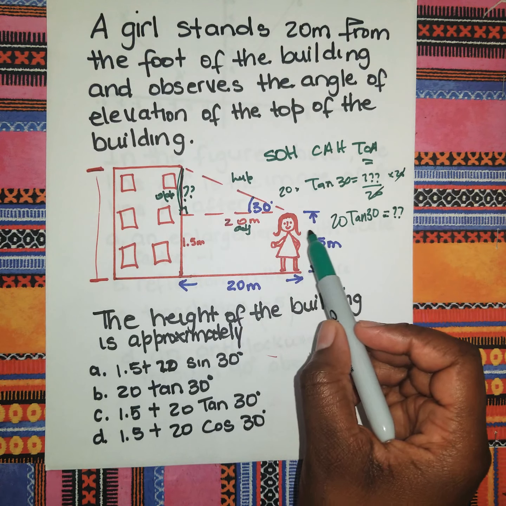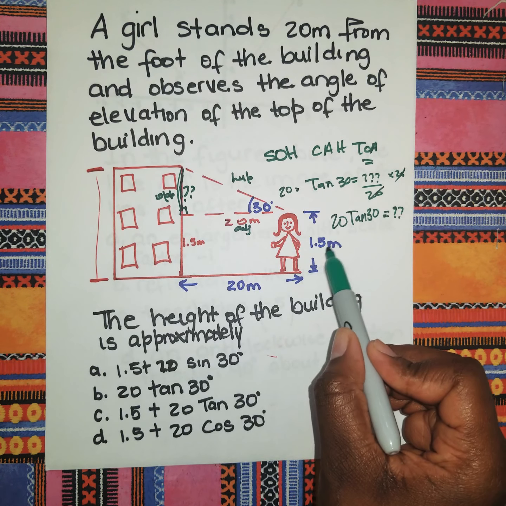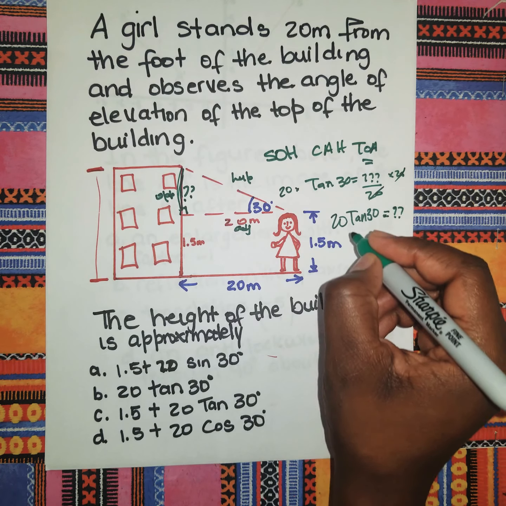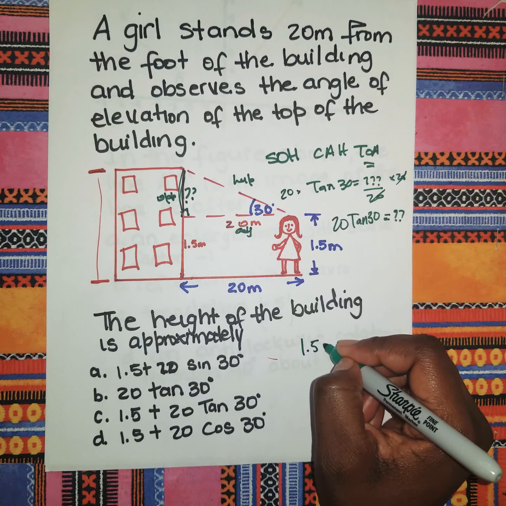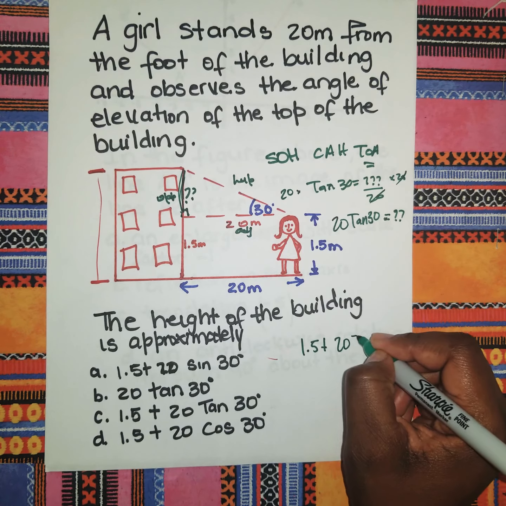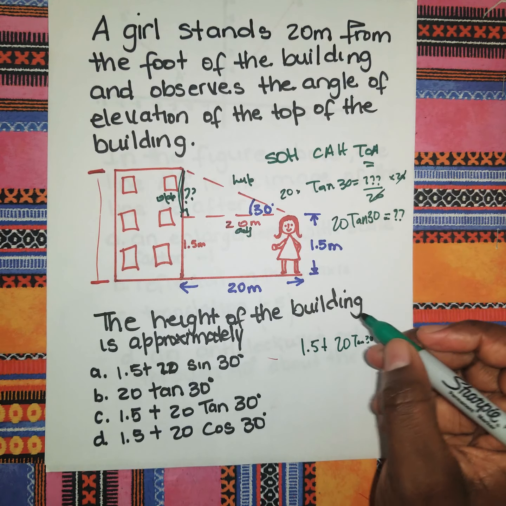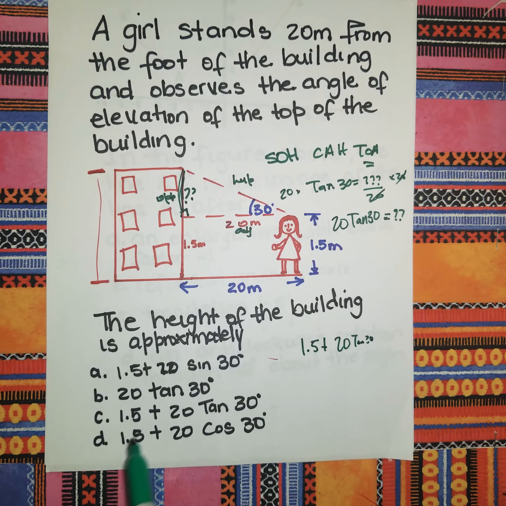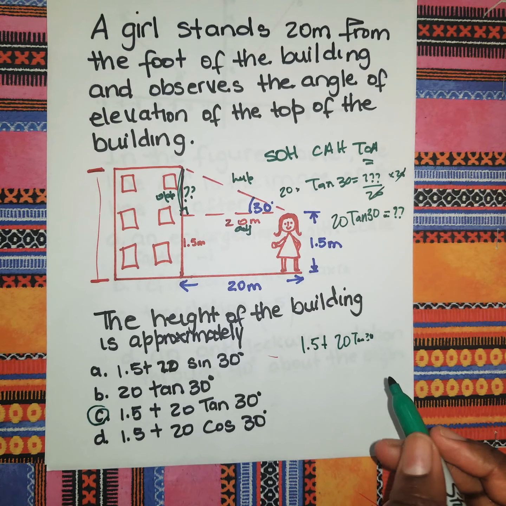And so to find the height of the building, we have to add 20 tan 30 plus the girl's height. So it's 1.5. Let me put it right here. So it's 1.5 plus 20 tan 30. All right, guys, and 1.5 plus 20 tan 30 is C. And so that's how we get our answer.